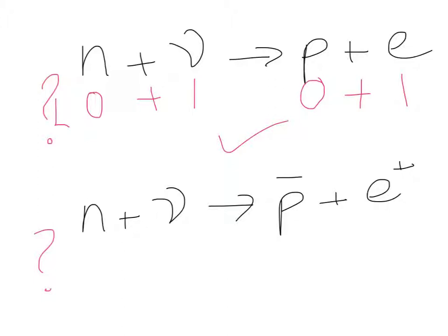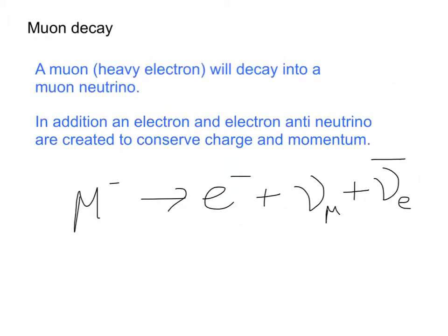Second one. Neutron and neutrino going to antiproton and a positron, which is the one we just looked at. Lepton number neutron 0, neutrino 1. Antiproton is still 0 because it's not a lepton. And we've got a positron, which is an anti-electron, is -1. So this time the lepton number is not conserved, and this interaction is not observed.